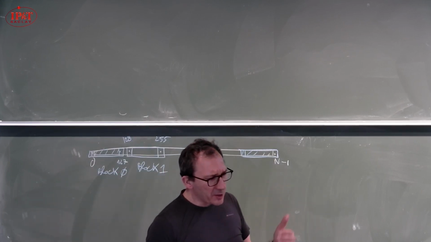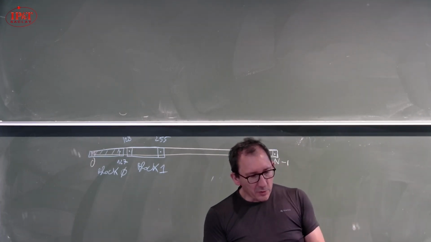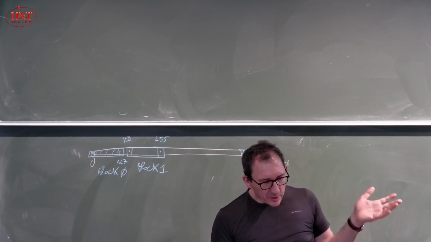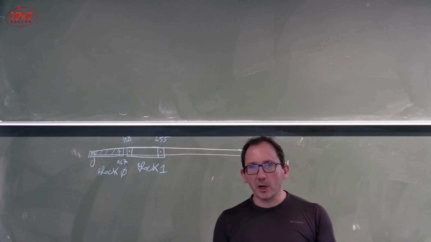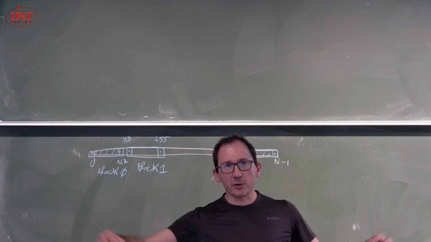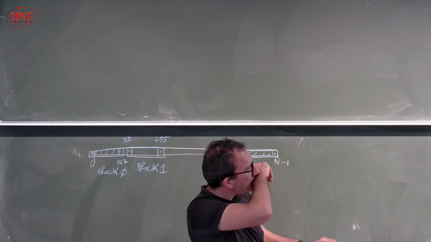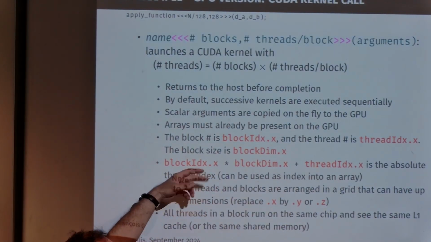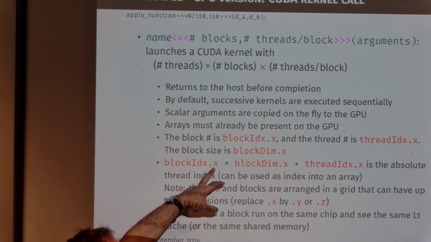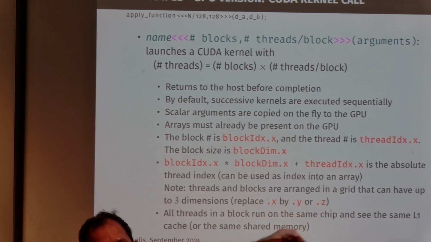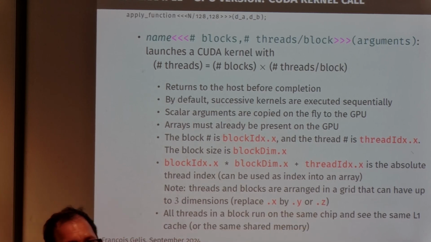And because CUDA comes from the world of image processing, the language offers you the possibility to arrange the threads in a two-dimensional grid rather than the one-dimensional grid I did here. In fact, it can go up to three dimensions. So to specify how the threads are organized in the other dimensions, you have to replace the dot x by dot y or dot z to access the second and the third dimension.